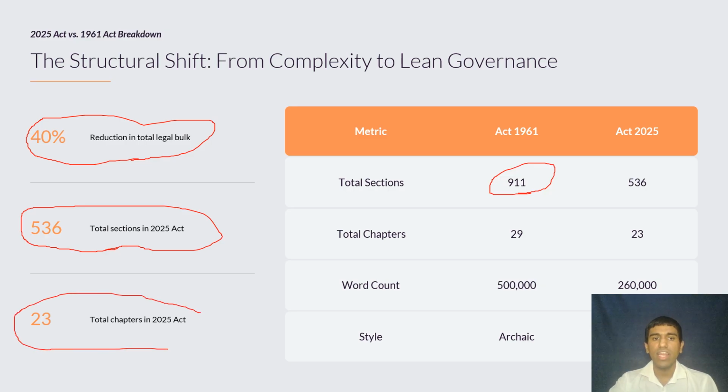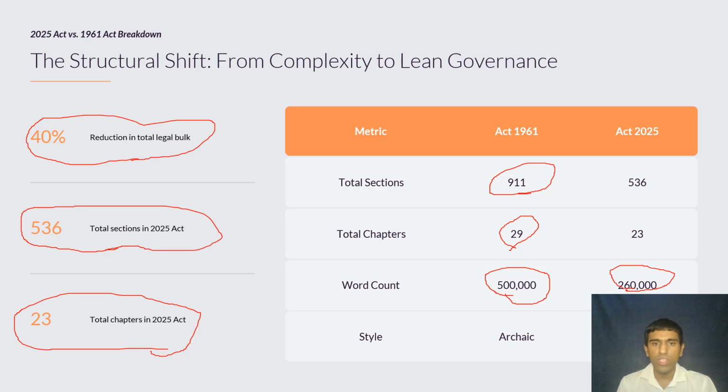Under the new act there are 23 chapters, under the old there are 29. So again, this is not really much of a reduction, but it is still somewhat of a reduction. So it still helps to make the act simpler. Then the total word count of the old act was 5 lakh. Now under the new act it is now 260, which is nearly half the reduction. So it's a lot of reduction in the word count.